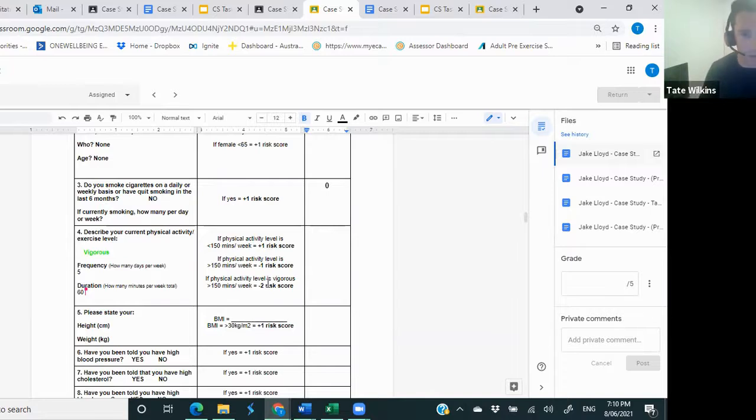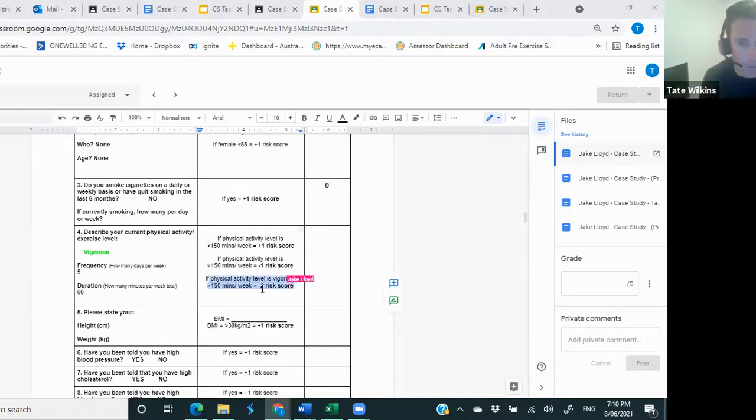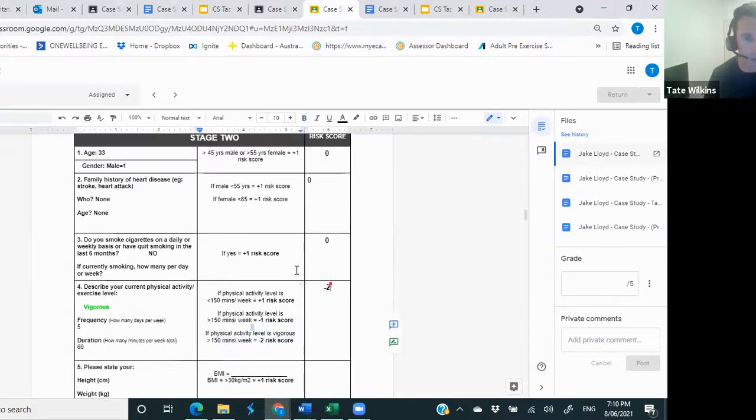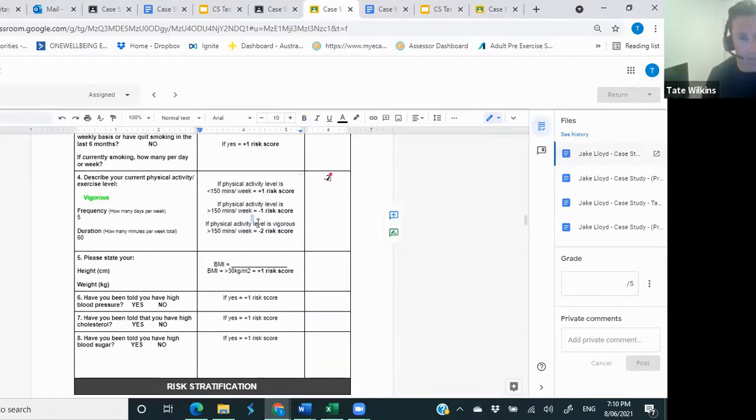No, so look at the criteria for this one. There's actually a minus factor here as well. So is vigorous over 150 minutes? Is that right? Yeah, so it'll be -2. The reason for that, this is the only one with a minus. Let's just say I've got a family history, and I'm 46 years of age, things like that. But if I'm actually exercising a decent amount, they're saying that actually brings your risk factor down. So that's why it's got a minus if you qualify.